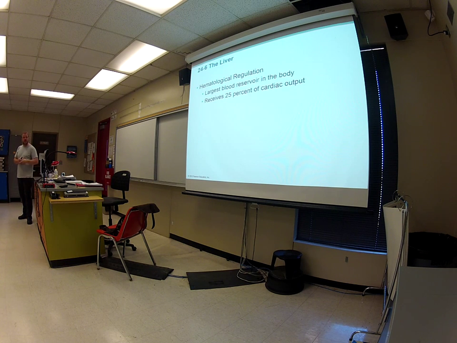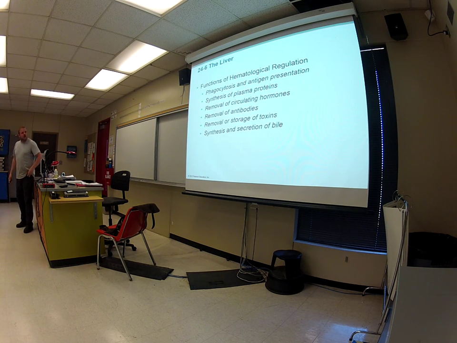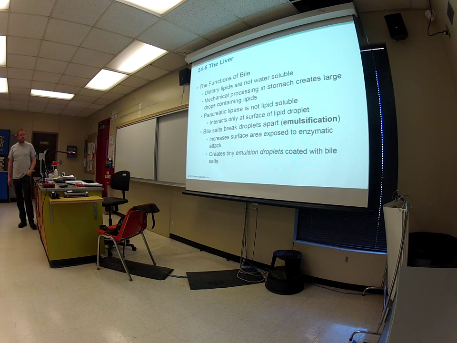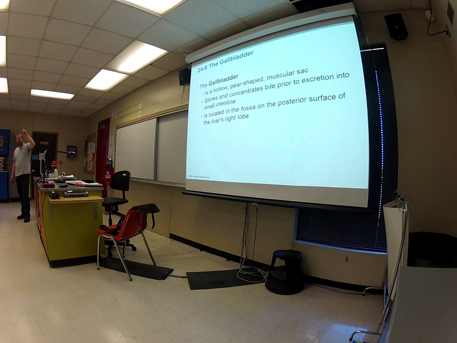Hematological regulation, we're talking about the blood, receives 25% of cardiac output. Removal of circulating hormones, synthesis of plasma, removal and storage of toxins, synthesis and secretion of bile. Liver. Okay, function of bile: emulsifies fat. Gallbladder stores bile.